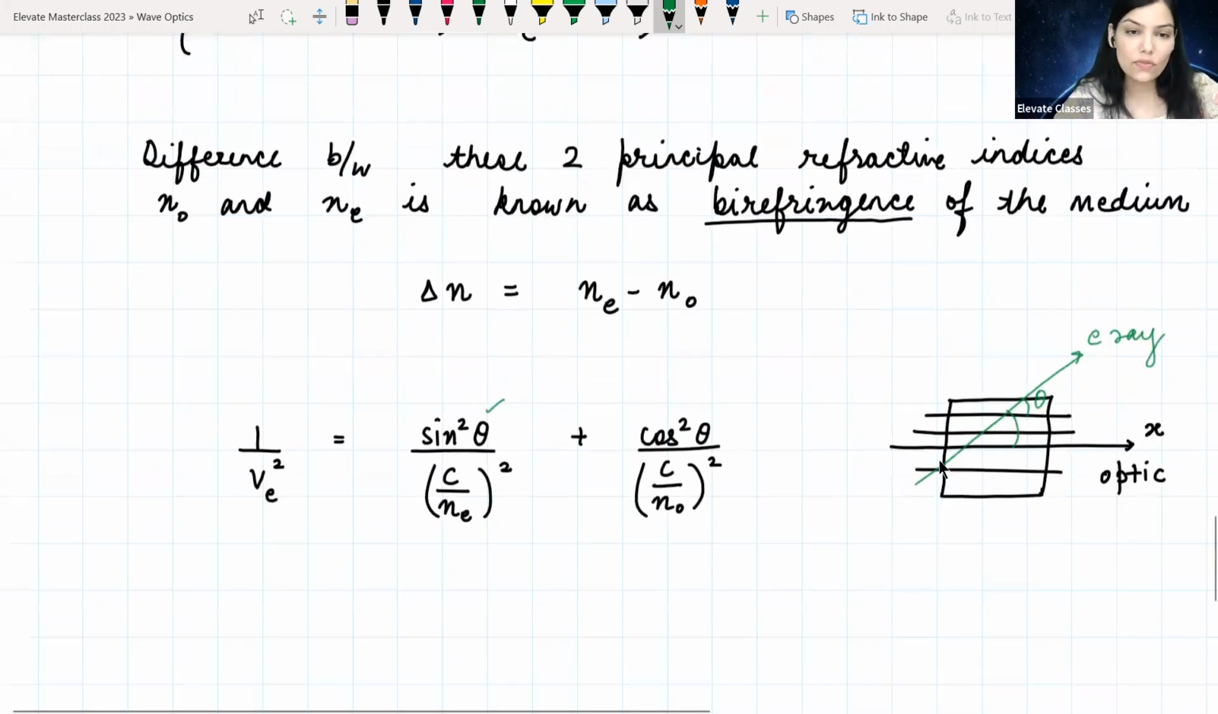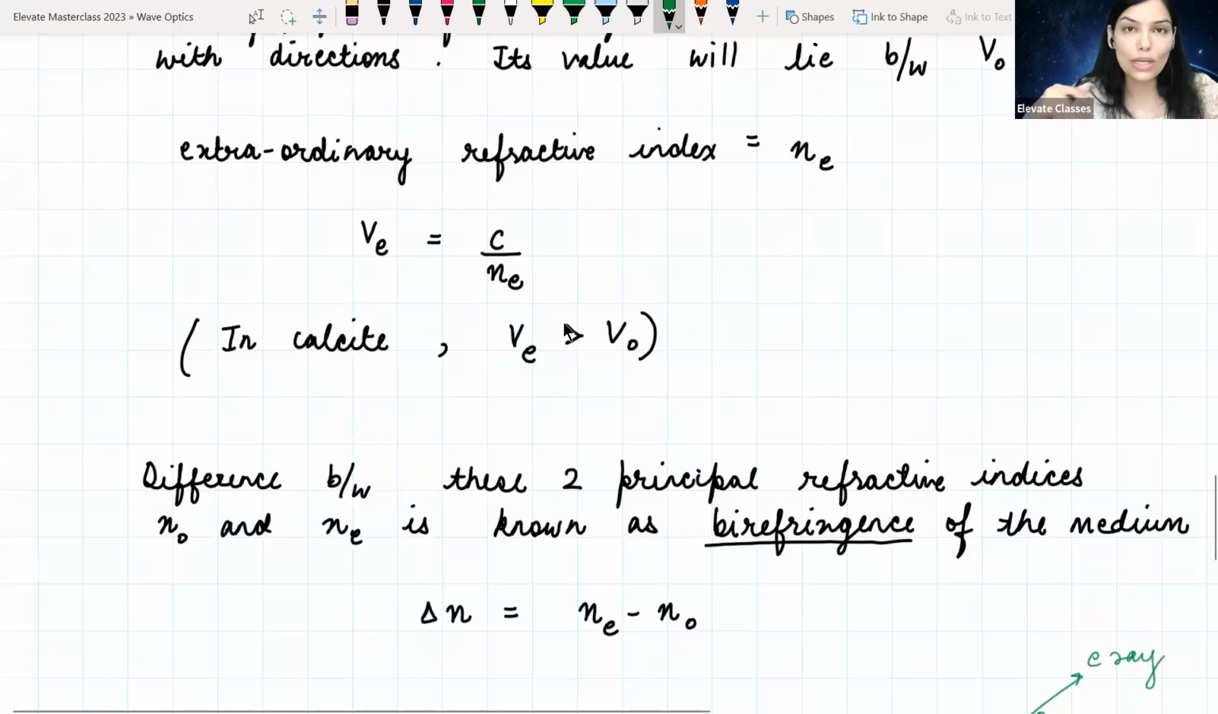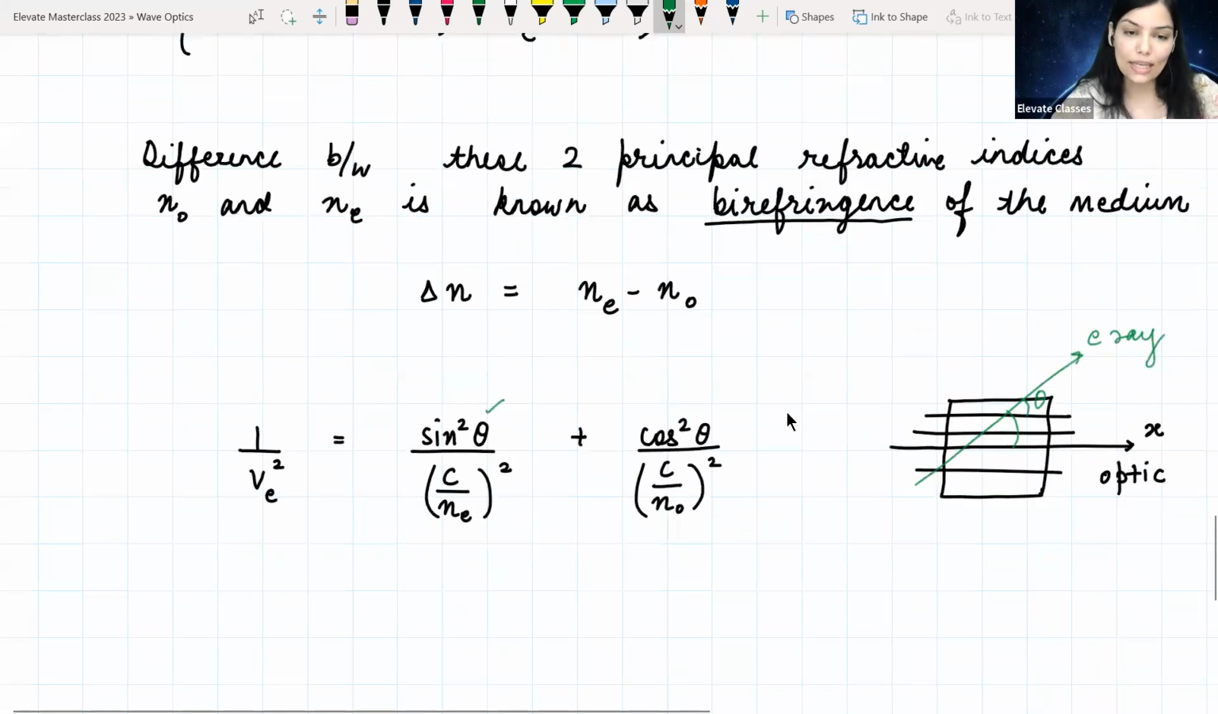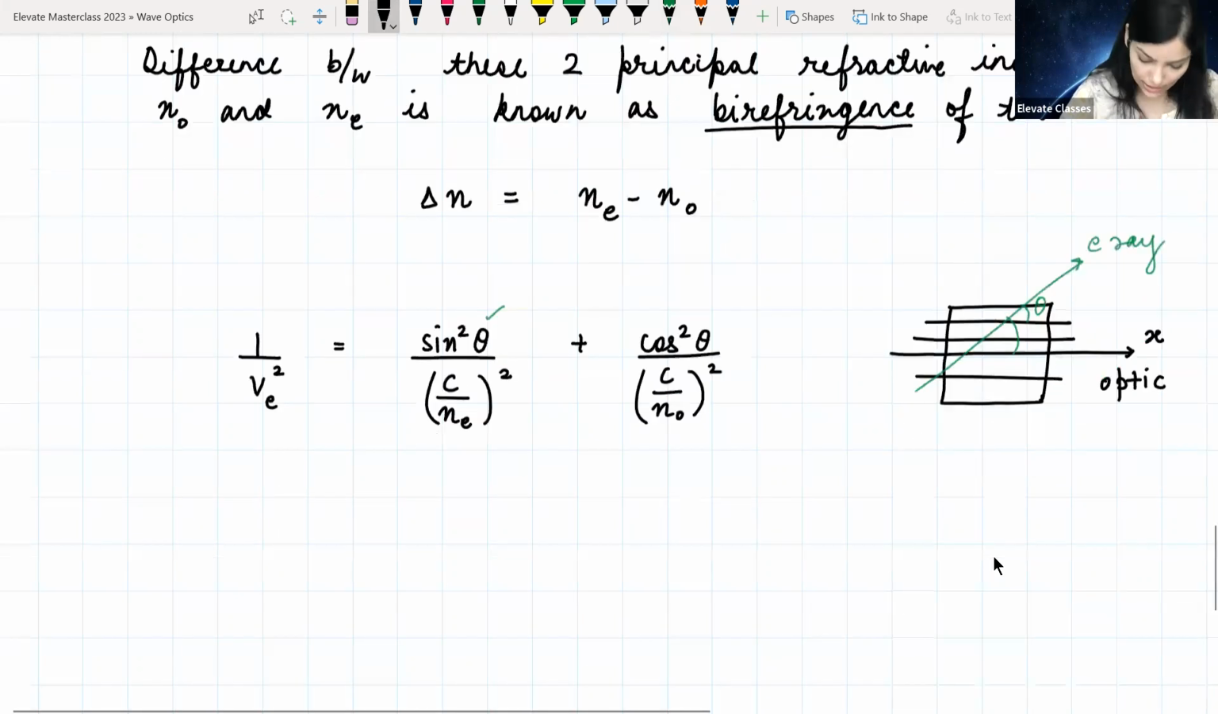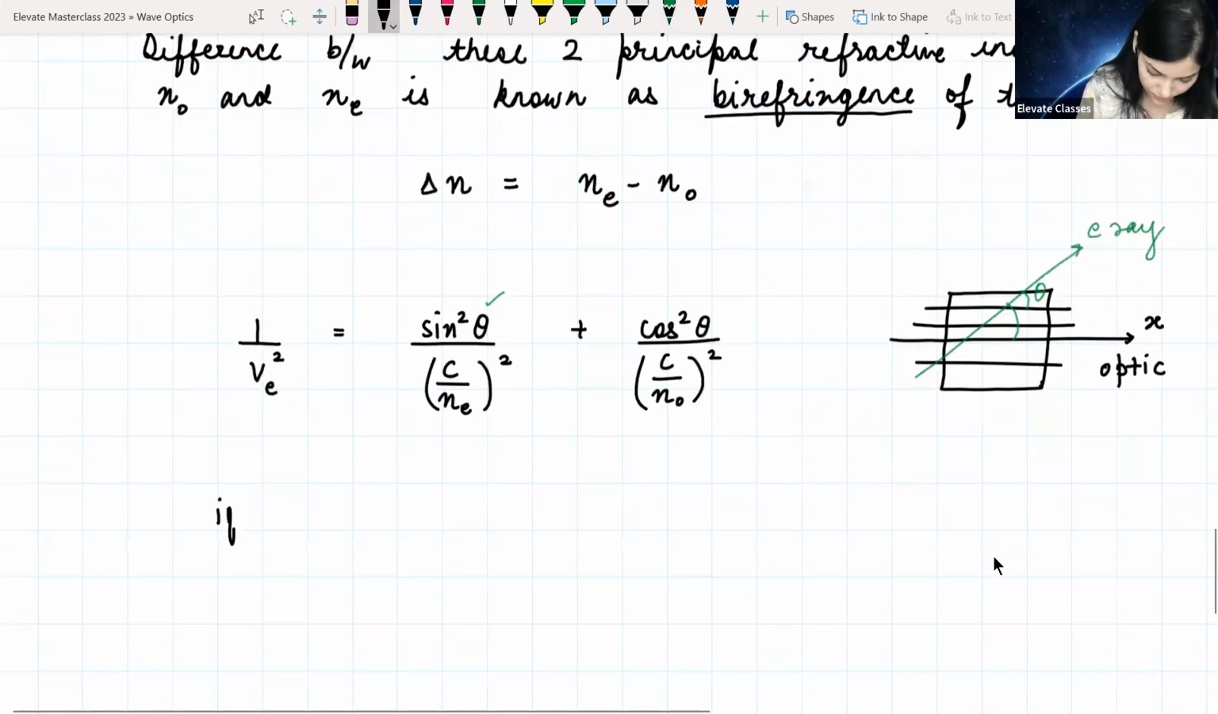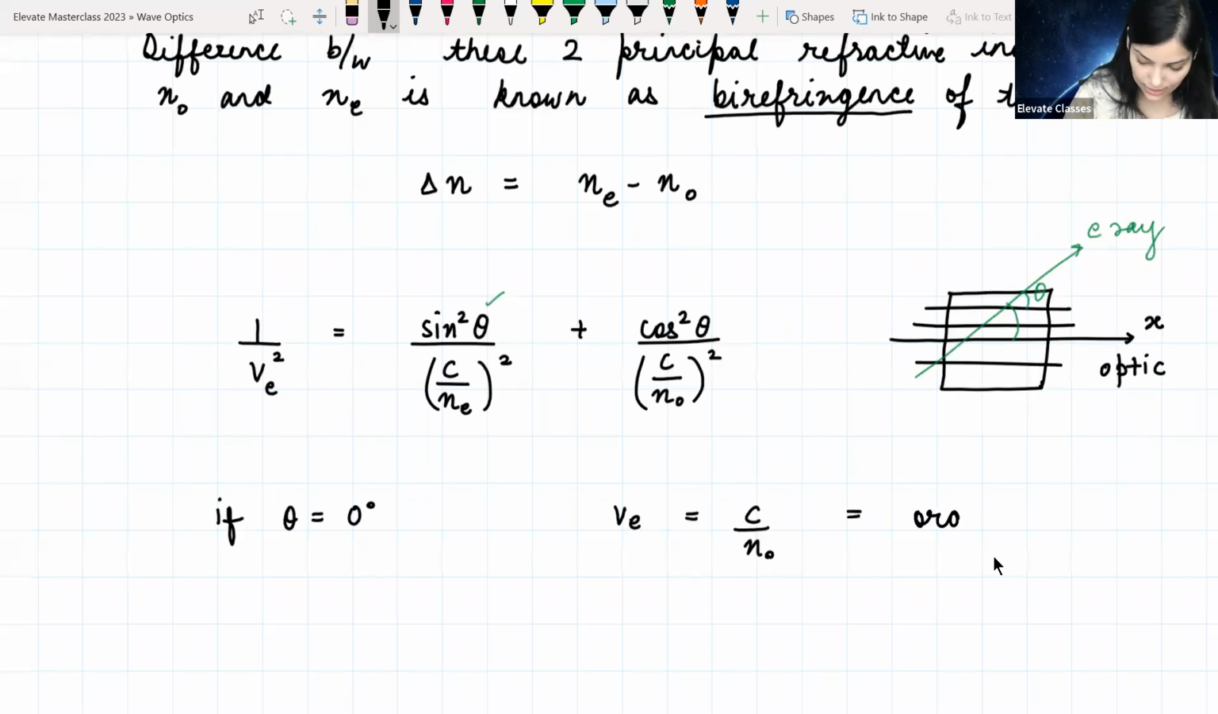Okay, so this velocity which I earlier defined is more like a specific case of this. So see, if my theta is equal to 0, that means the direction of the E ray is parallel to the optic axis. Then from this equation, if theta is equal to 0 degrees, then VE is equal to C by N naught, which is the same as the ordinary ray.